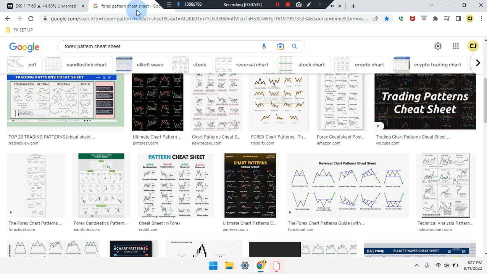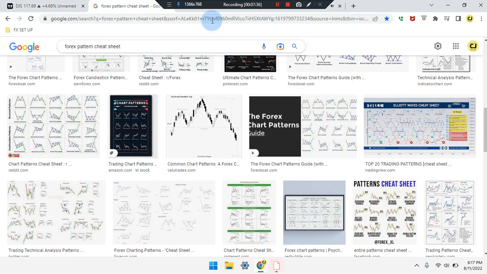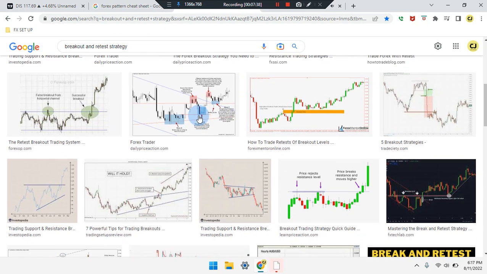And please review Forex pattern cheat sheet, breakout retest strategy.